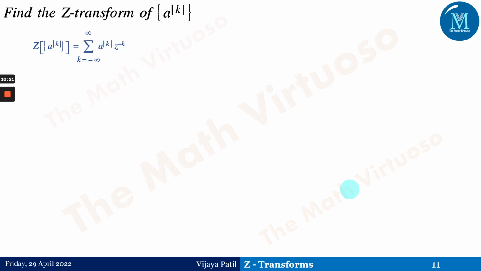Again we define the z transform as the sum from minus infinity to infinity of a to the power mod of k, z to the power minus k. If you observe here, this a to the power mod of k can be written in two intervals: from minus infinity to minus 1 it is a to the power minus k, and from 0 to infinity it is a to the power k. So this function can be defined as a to the power minus k in the region k is less than 0, and a to the power k if k is greater than or equal to 0.